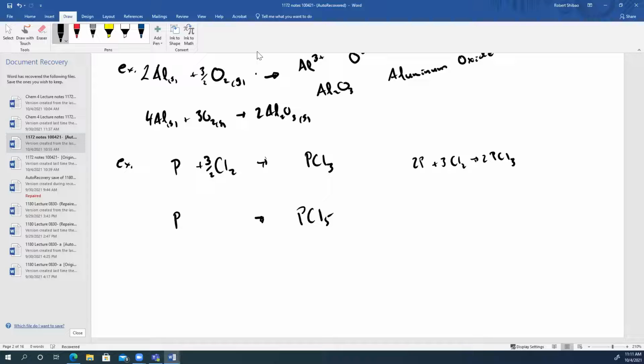And the same thing here, phosphorus plus chlorine. And then I want 5 chlorines here. I have 1 phosphorus, 1 phosphorus. And I need 5 chlorines here, so I'll just multiply by 5 halves. I could leave it like this with the fractions, or I can double everything to get 2 phosphorus plus 5 chlorines yields 2 PCl5.